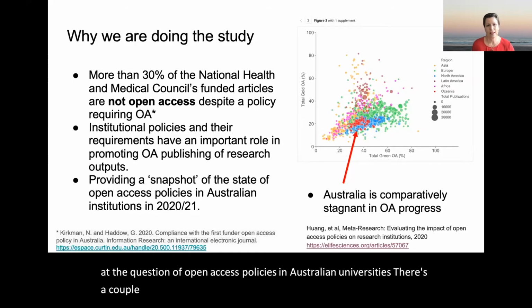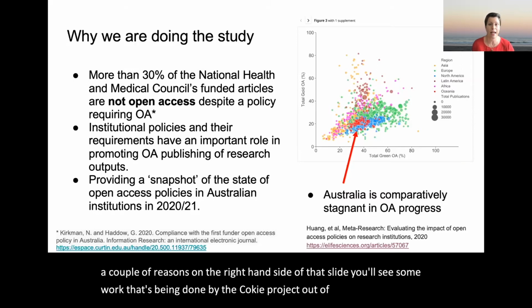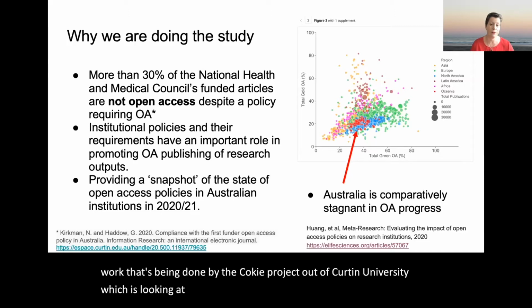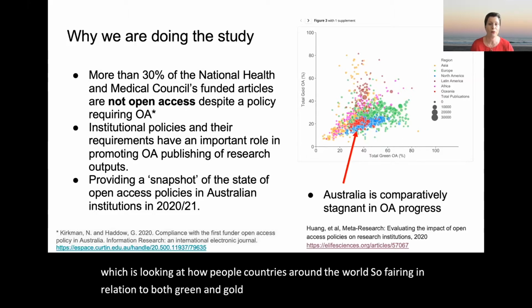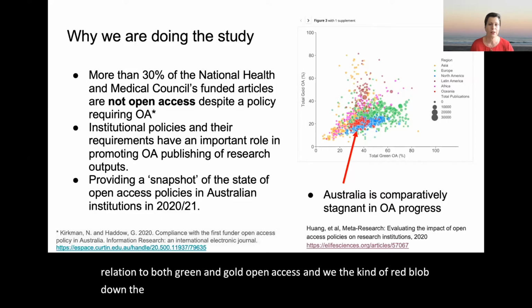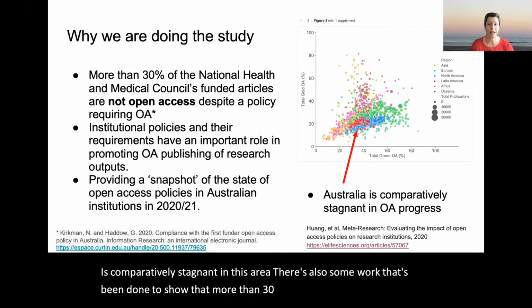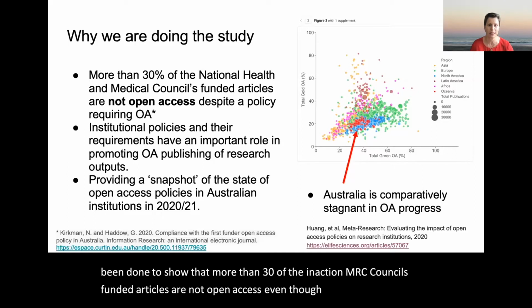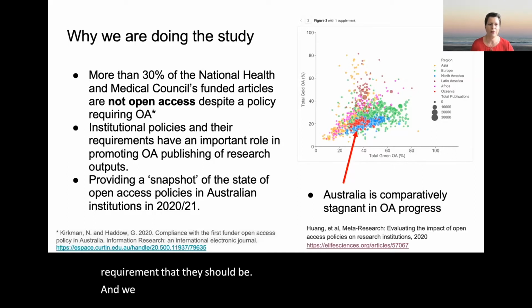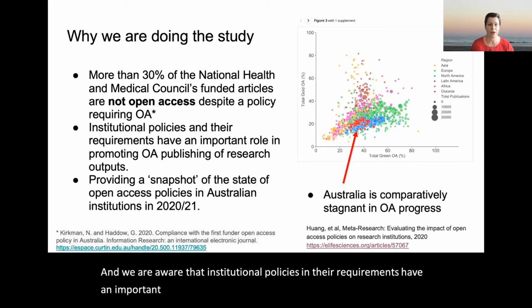On the right-hand side of that slide, you'll see some work that's been done by the Koki project out of Curtin University, which is looking at how countries around the world are faring in relation to both green and gold open access. And we're the red blob down the bottom lower corner. So Oceania, which includes Australia, is comparatively stagnant in this area. There's also some work that's been done to show that more than 30% of the NHMRC funded articles are not open access, even though there is a requirement that they should be. And we're aware that institutional policies and their requirements have an important role. So this is an attempt to provide a snapshot.